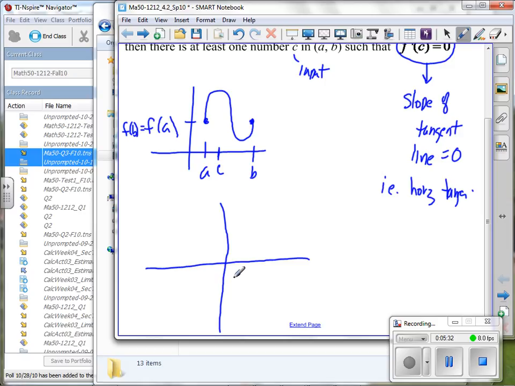Did you have something on your paper? Okay. Tell us where A is. You gotta show us A. Okay. Show us B. And where is C?